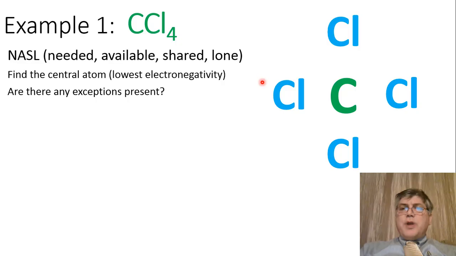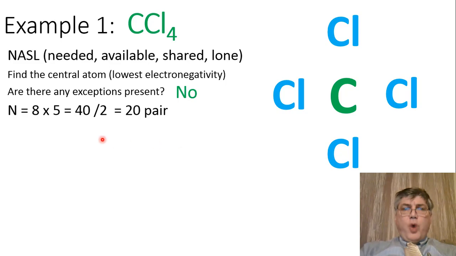So we need to look and see if there are any exceptions present before we do our math. I don't see any hydrogens here or berylliums or borons, so there are no exceptions. We have 5 total atoms and each wants 8. So 8 times 5 will give us 40 electrons. That's how many we need to make everybody happy. I'm going to divide it by 2 and do my math in pairs because that's easier for me. So 40 electrons means that I have 20 pairs of electrons that I need to complete this molecule.